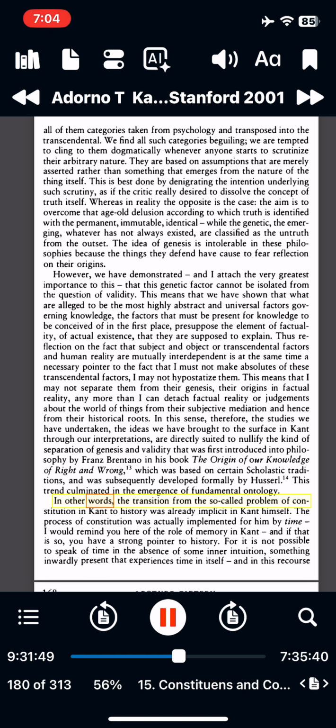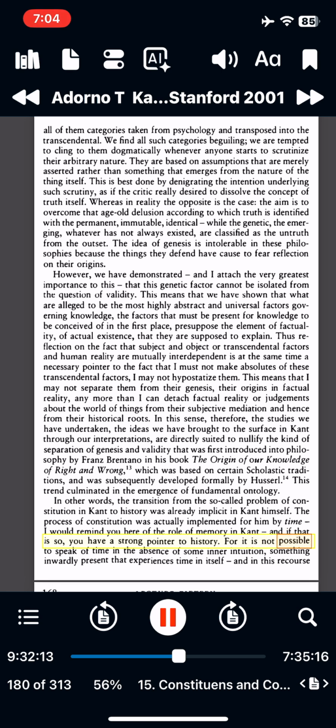In other words, the transition from the so-called problem of constitution in Kant to history was already implicit in Kant himself. The process of constitution was actually implemented for him by time. I would remind you here of the role of memory in Kant, and if that is so, you have a strong pointer to history.